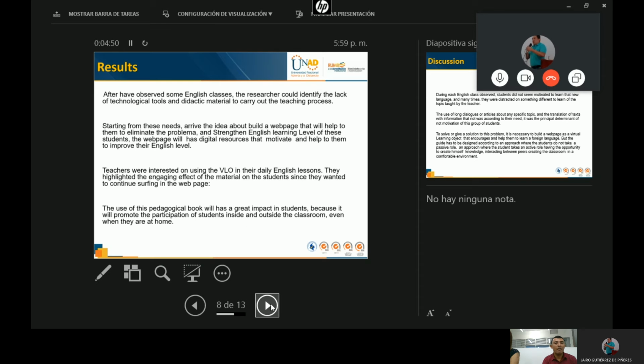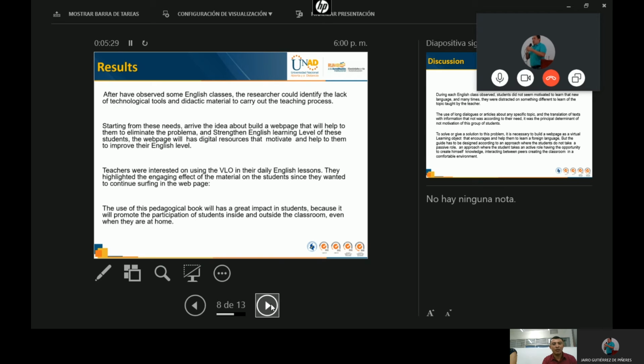Results. After observing some English classes, the researcher could identify the lack of technological tools and didactic material to carry out the teaching process. Starting from this need, arose the idea of building a web page that will help them eliminate the problem and strengthen the learning level of these students. The web page will have digital resources that motivate and help them to improve their English level.